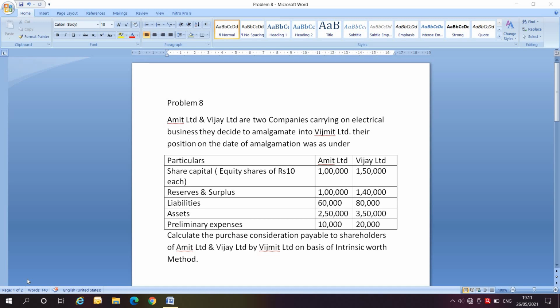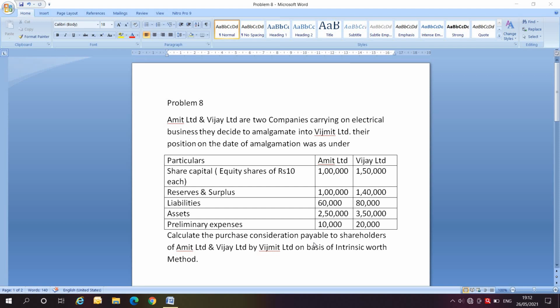Amit Limited and Vijay Limited are two companies carrying on electrical business. They decide to amalgamate into Vijmit Limited. Their position on the date of amalgamation was as under. Share capital consists of equity shares of rupees 10 each: Amit Limited 1 lakh, Vijay Limited 1 lakh 50,000. Reserves and surplus 1 lakh and 1 lakh 40,000. Liabilities 60,000 and 80,000. Assets 2 lakh 50,000 and 3 lakh 50,000. Preliminary expenses 10,000 and 20,000.